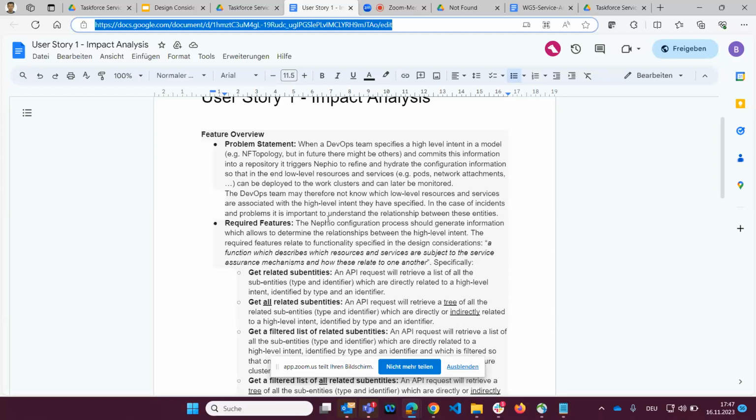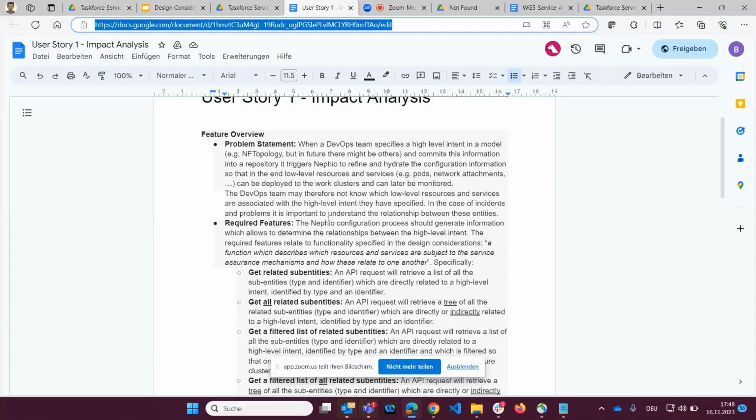In the case of incidents and problems, it is important to understand the relationship between these entities. That's the problem statement. If I've specified, please deploy a 5G core onto cluster X, and then one pod says it's in a crash loop, the question is, does that affect any high-level intent I've specified as a telco operator? If I don't have this correlation information, I cannot tell my customers whether there's an impact or not.